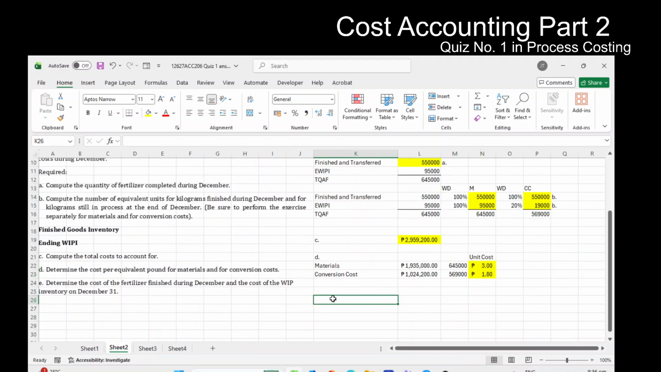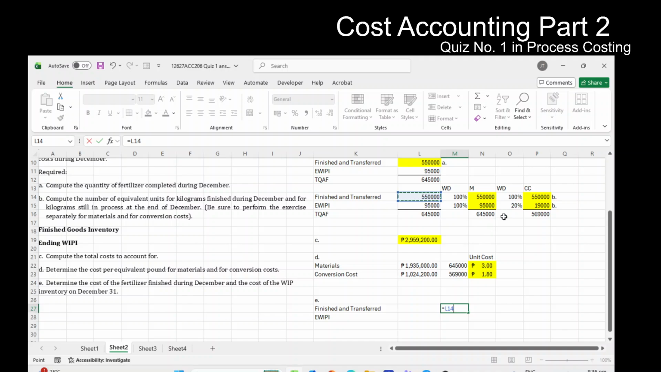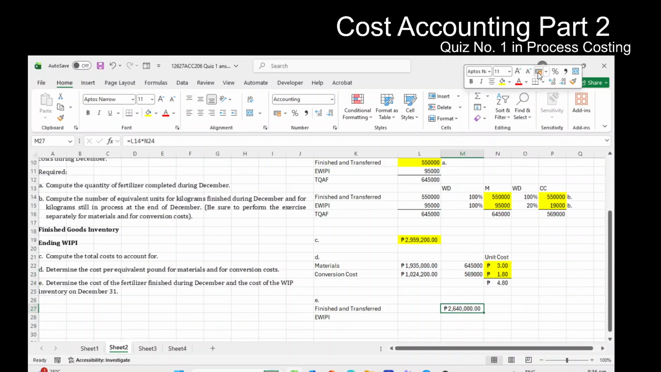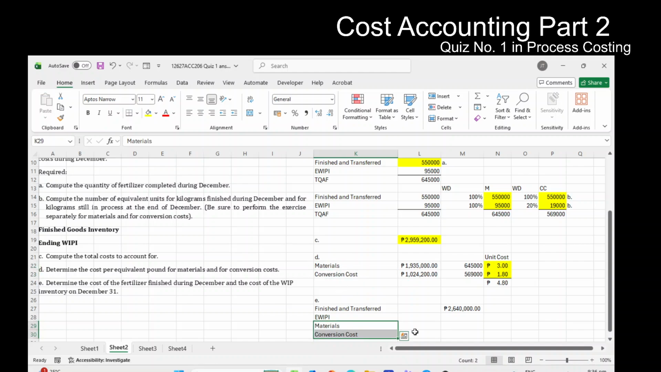Next for letter E. Ano yung letter E? Determine the cost of the fertilizer, finish and transferred, and ending work in process. So, finish and transferred natin, all you need to do is 550,000 times the total of this one. So, wala pa siyang total. Equal sign ko na lang yan. Ayan, 4.8. So, we have 2,640,000, I think. Yes.